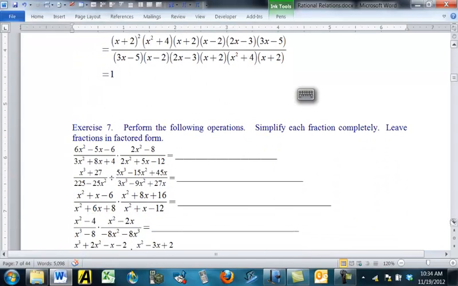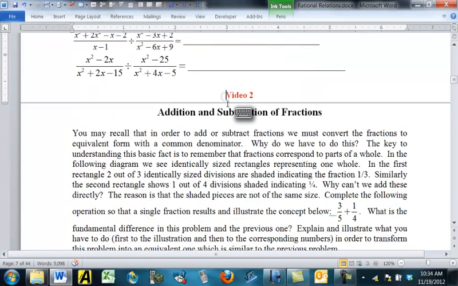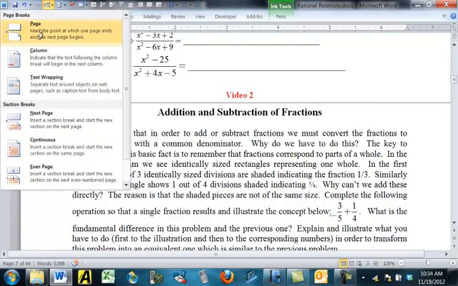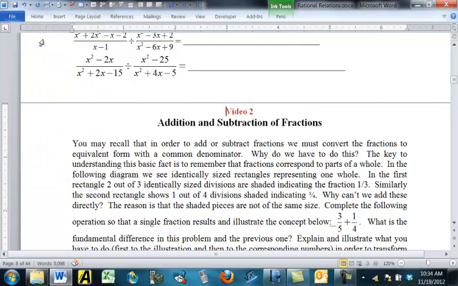More examples for you to practice. Okay, and we will stop here. We'll pick up talking about adding and subtracting fractions a little bit in our next video.